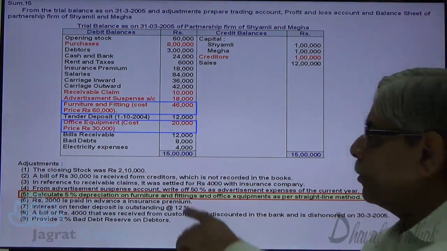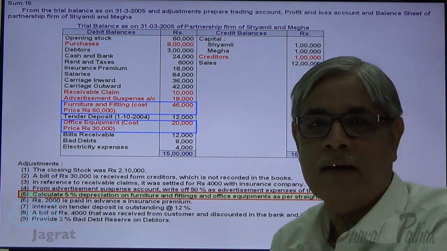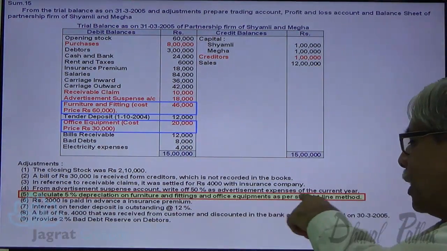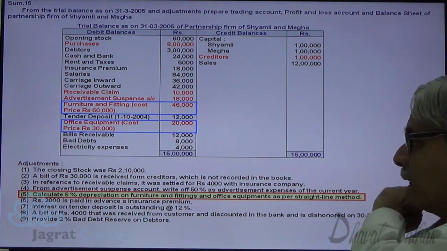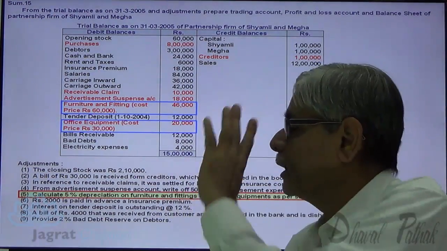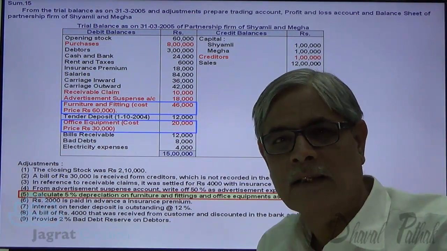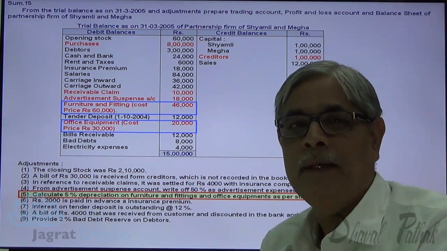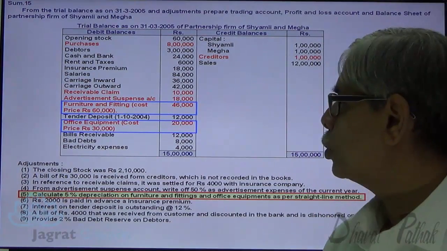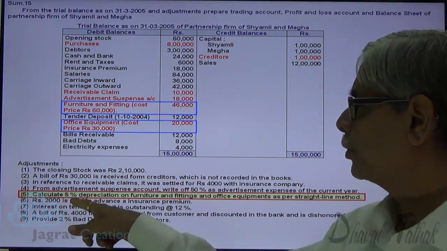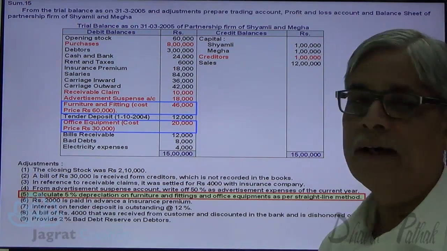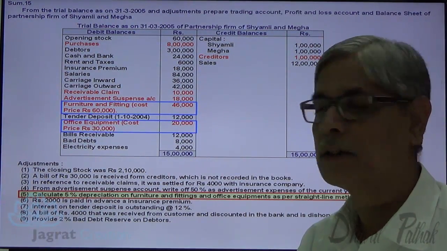Same way for office equipment. The written down value is 20,000 in the outer column of trial balance. Its cost is 30,000. We are required to provide depreciation by straight line method. In straight line method, depreciation is calculated on the cost, not on written down value. In diminishing balance method, depreciation is calculated on the diminished value, while in straight line method, depreciation is calculated on the cost. So cost of equipment is 30,000. 30,000 into 5%, 1,500 is the depreciation. That will be deducted from 20,000 and will be debited to profit and loss account.